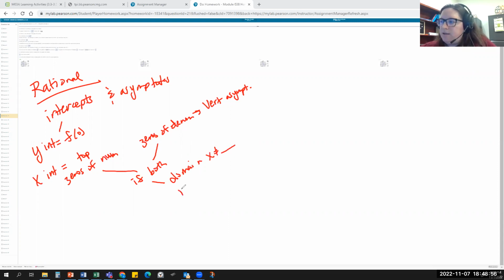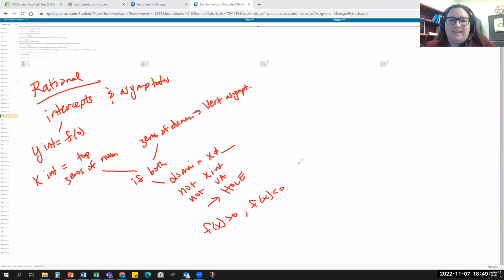It is not going to be an x-intercept. It is not going to be a vertical asymptote. It is going to be a hole. So it will affect the question towards the end about where f of x is greater than zero and less than zero; that hole is still going to be a dividing point for that. But it's pretty much just going to affect the domain. And then that's pretty much all.